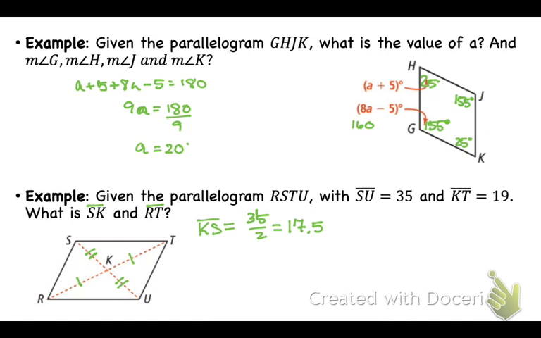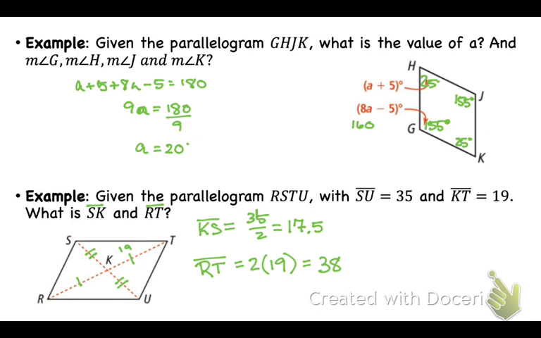Okay. So I know KT is 19. Times it by 2, because both of those are equal. So RT equals 2 times 19, which is 38. Not that hard, is it? No. Pretty not hard. Okay.